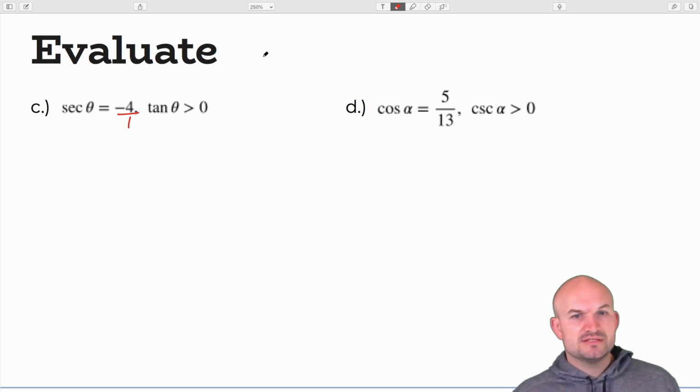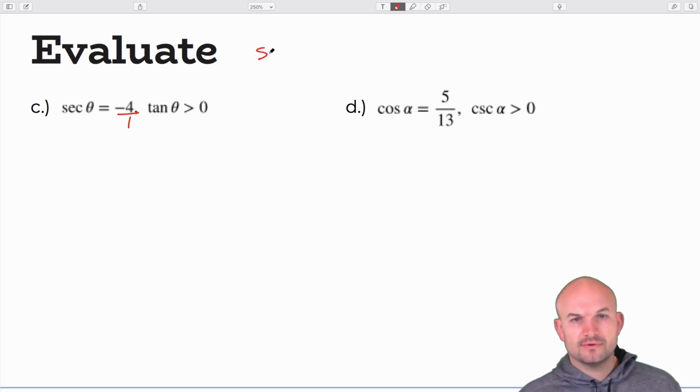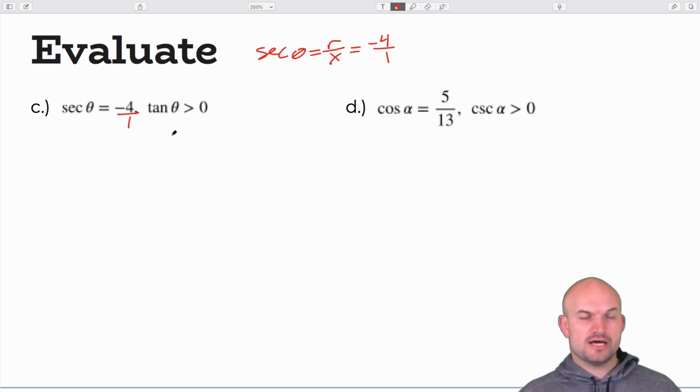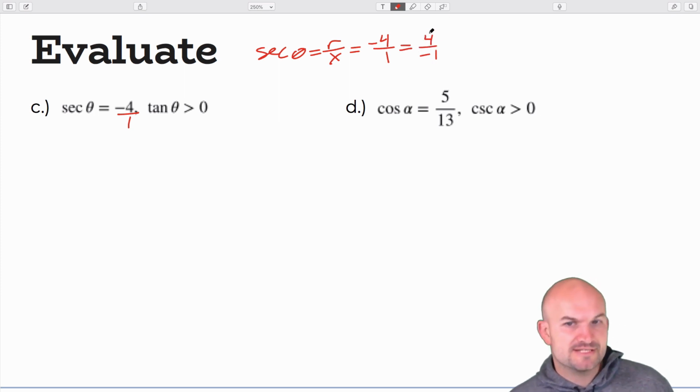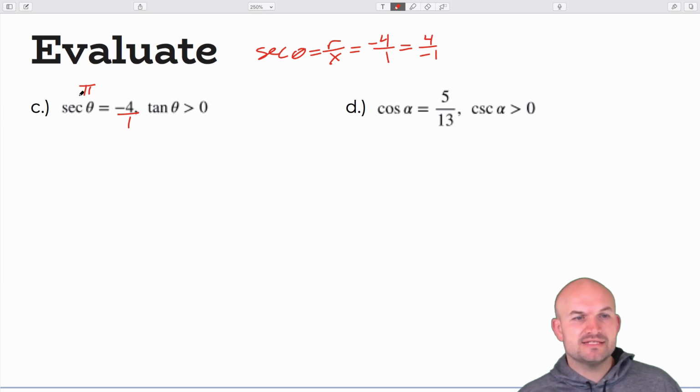But remember, secant of theta is equal to r over x. So negative 4 over 1 is incorrect because r is never negative, right? This triangle doesn't exist. But again, we can rewrite this as 4 over negative 1, which makes a lot more sense. R is positive and my x is negative. So if my x is negative, I know I'm dealing with the second or the third quadrant.